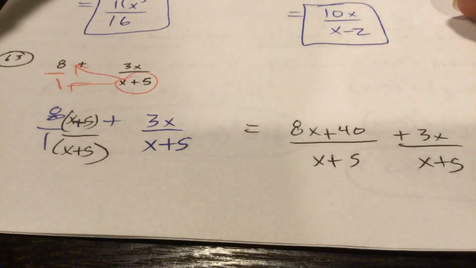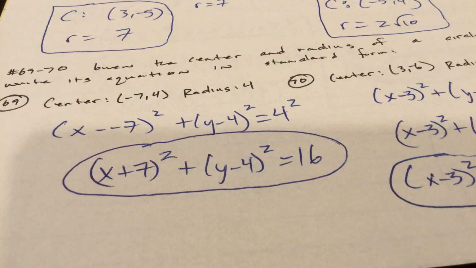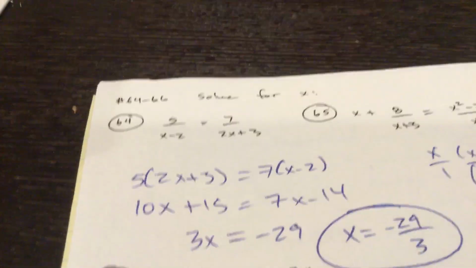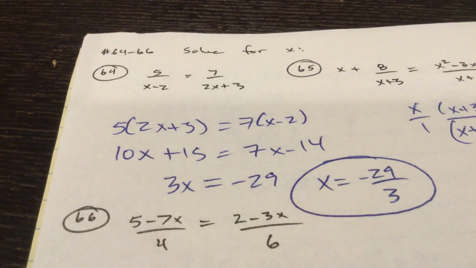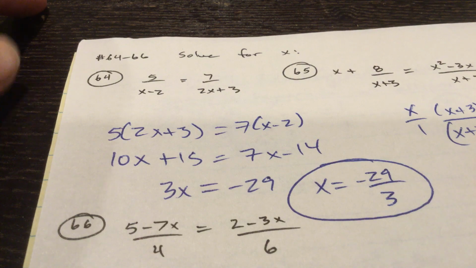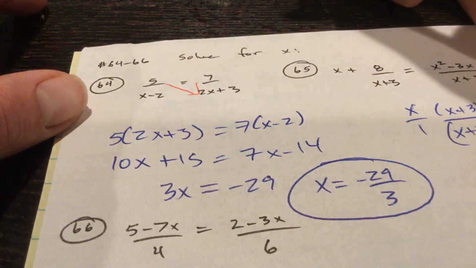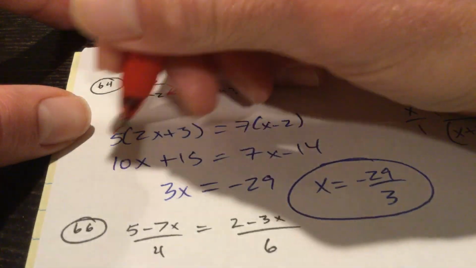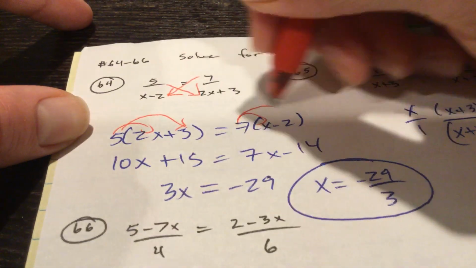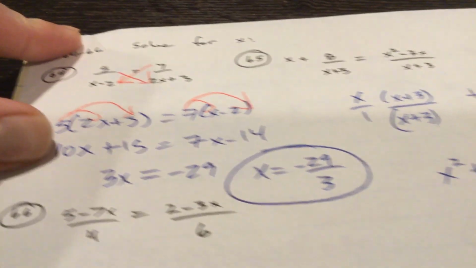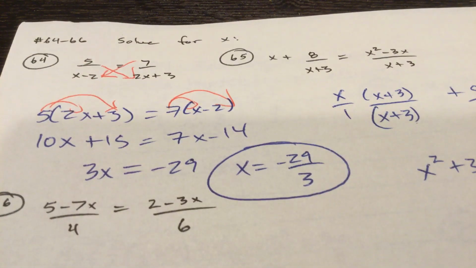For page 8, and just a few pages left, folks, on 64 through 66, solve for x. Do check those solutions. 64 and 66, we can just cross multiply. 5 times that 2x plus 3 is equal to 7 times that x minus 2. Distribute. Subtract 7x from both sides while subtracting 15 from both sides. There we go. Negative 29 over 3.